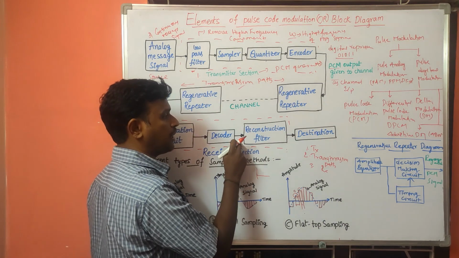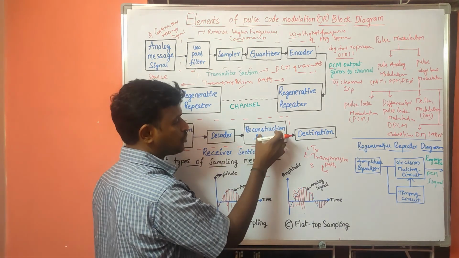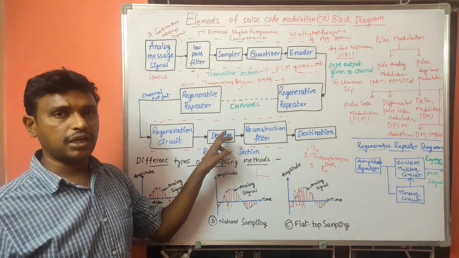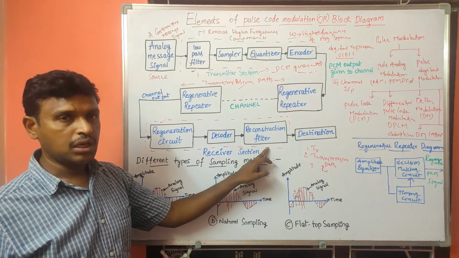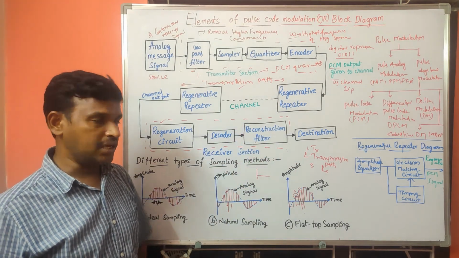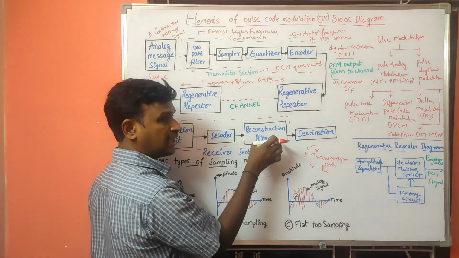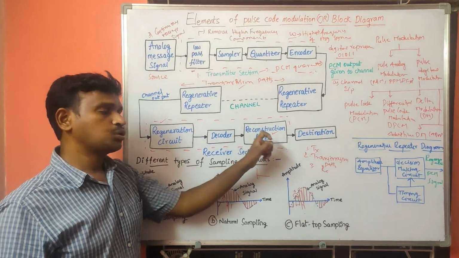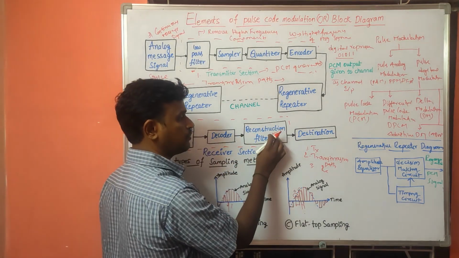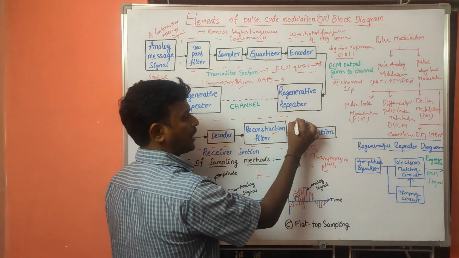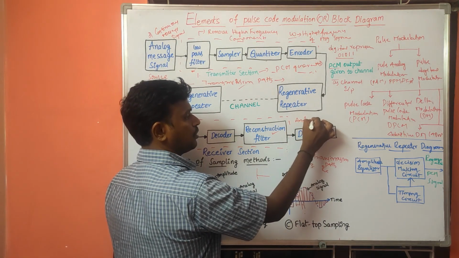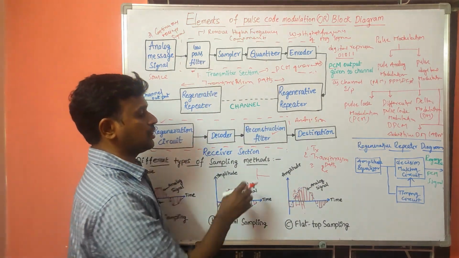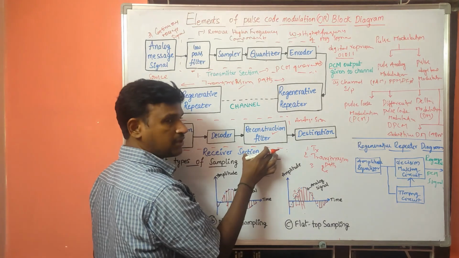That is then passed through the reconstruction filter. The reconstruction filter is also a low pass filter, because the output of the decoder is given to it, and the message signal frequency is low. So those message signal frequencies can be retrieved or reconstructed by passing the output of the decoder through the low pass filter. The output of the low pass filter is nothing but the actual analog signal, whatever we have sent. That is the pulse code modulation receiver section.